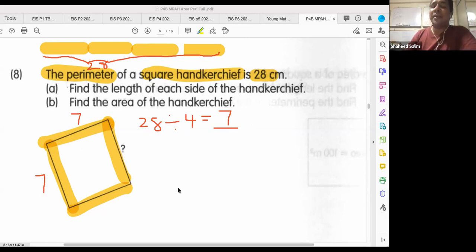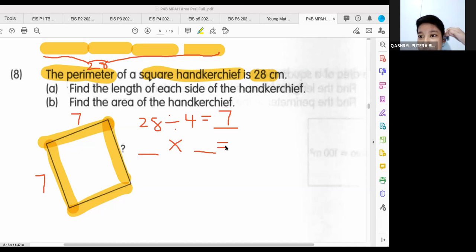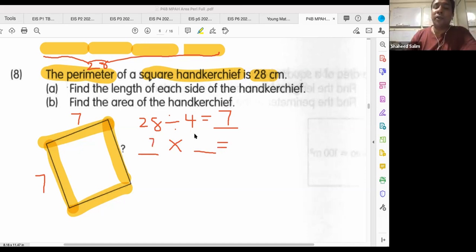Then what's the area? Find the area. Come on. Area, length and breadth. Come on, don't waste time. You already layu already lah. You're gonna fall asleep lah. 49. Yes, 7 times 7, 49.